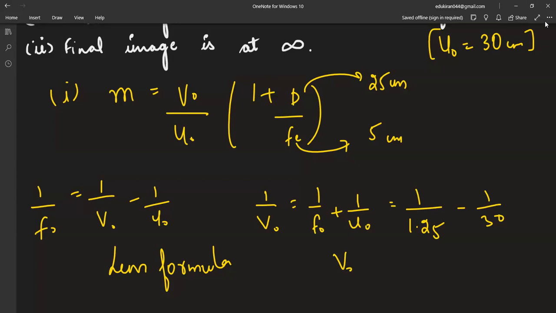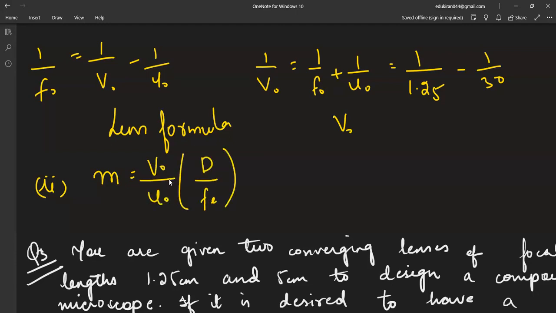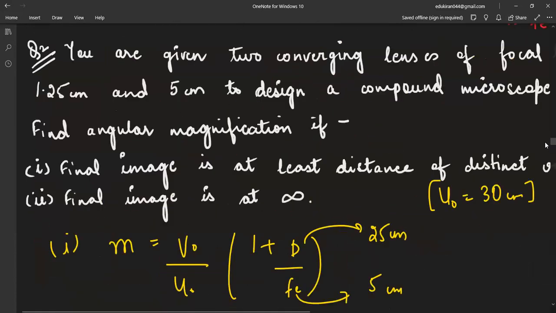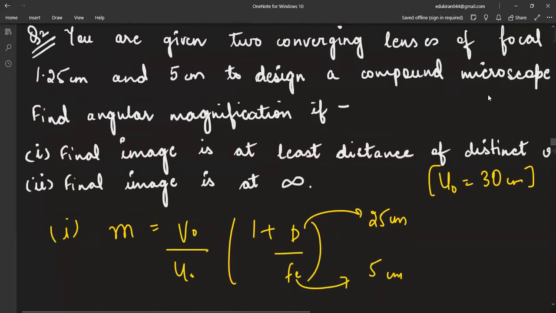Similarly, for the second part, you have to use the same formula without this term. For the second part, magnification will be V naught by U naught times D by FE. So whatever you calculate for V naught from here, put it. U naught, you have to put it, D is 25. FE is also given, and that one will be eliminated from the formula. Write it. Yes, I'll show the question also.